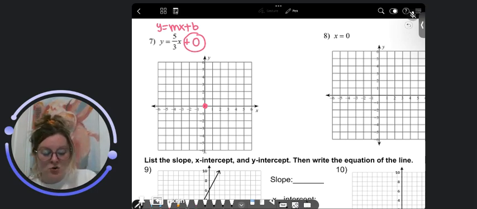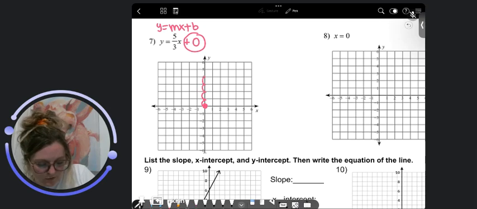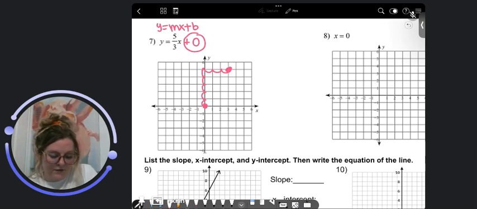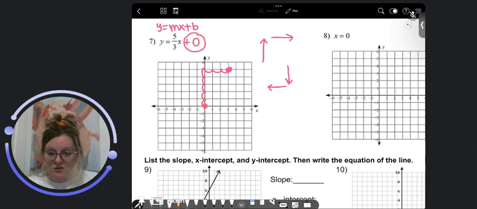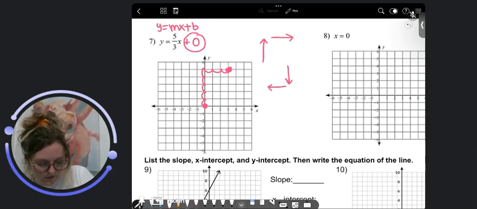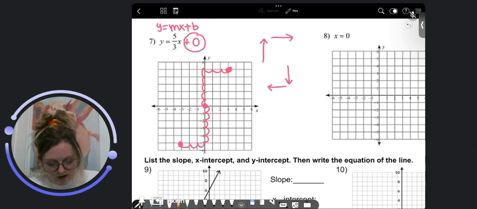Then we can do my slope, which is rise over run. I'm going up 5. 1, 2, 3, 4, 5. To the right 3. 1, 2, 3. Put a point. Again, if I went up and to the right, the opposite would be down and to the left, so we could do that too to get more points. I'm going to count down 5. 1, 2, 3, 4, 5. To the left, 3. And I could put another point and connect my dots.